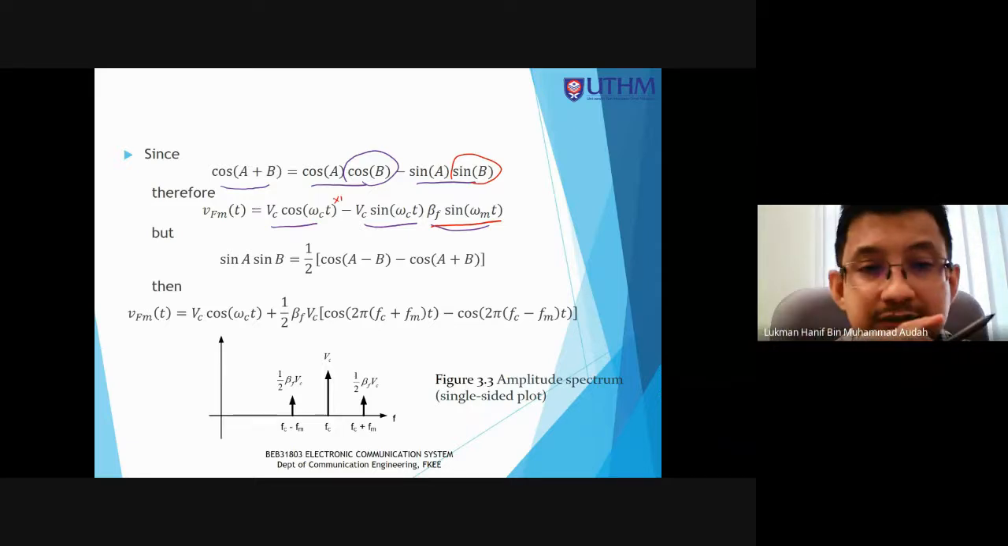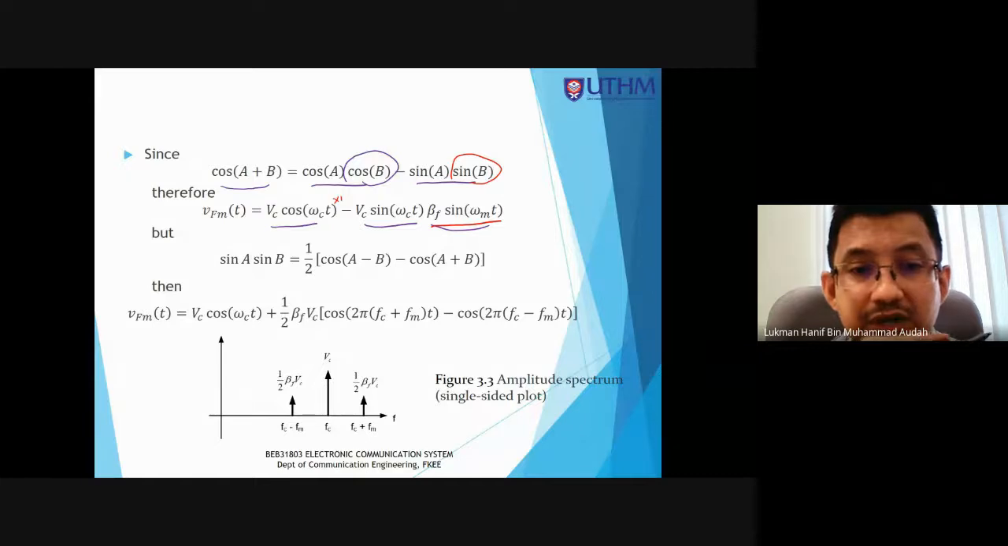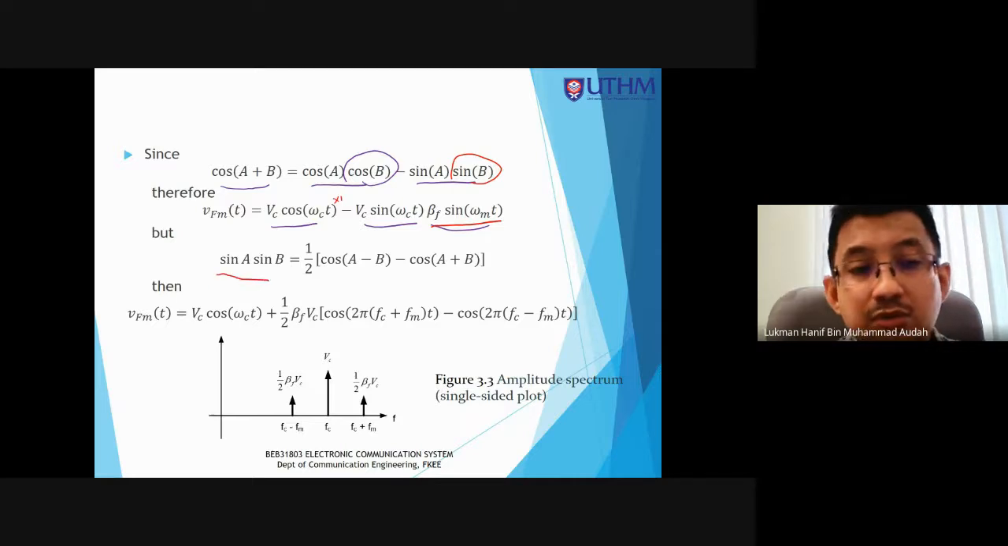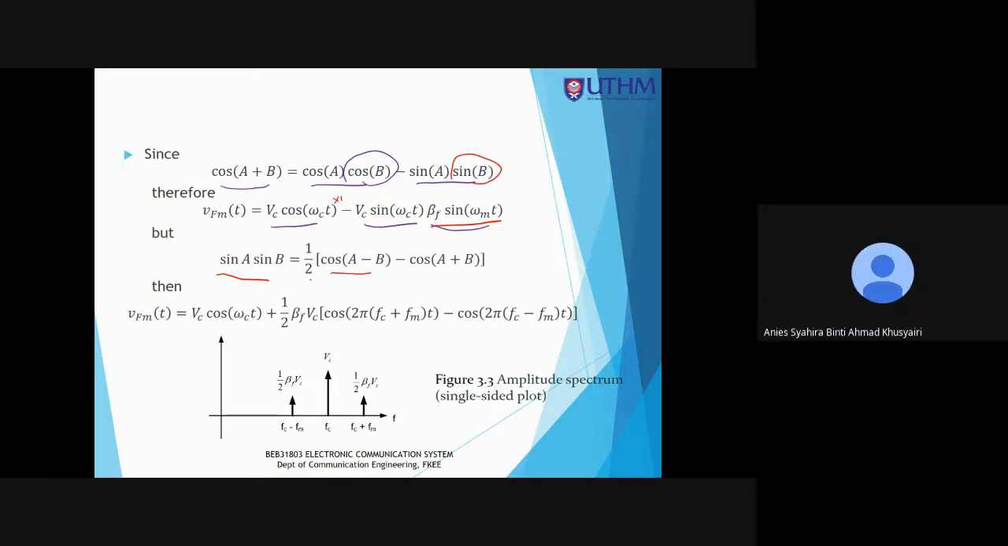Nampak. So therefore, kita boleh kembangkan lagi equation ini because we have another sin and sin. Sin and sin, according to trigonometry identity, is equal to this. I think you know about this. Cos(A minus B) minus cos(A plus B) divided by 2.